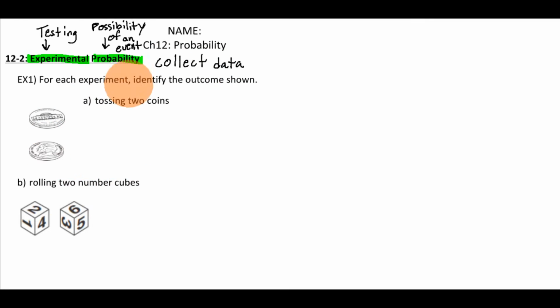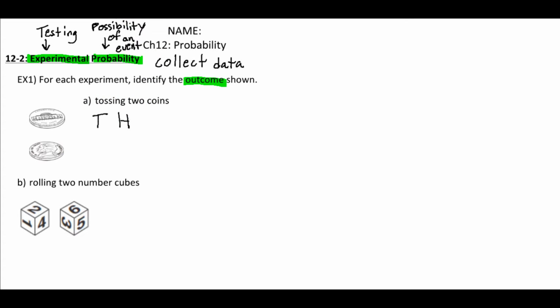So let's look at these first two problems. We're asked for each experiment just to identify the outcome. I'm going to highlight that key word, outcome. Outcome, all it's asking us is, what do you see, what do you observe in both experiments? Well, in this first experiment, we see that two coins have been tossed. One landed on tails, the other landed on heads. So all I really have to do here is write a capital T for tails, a capital H for heads.